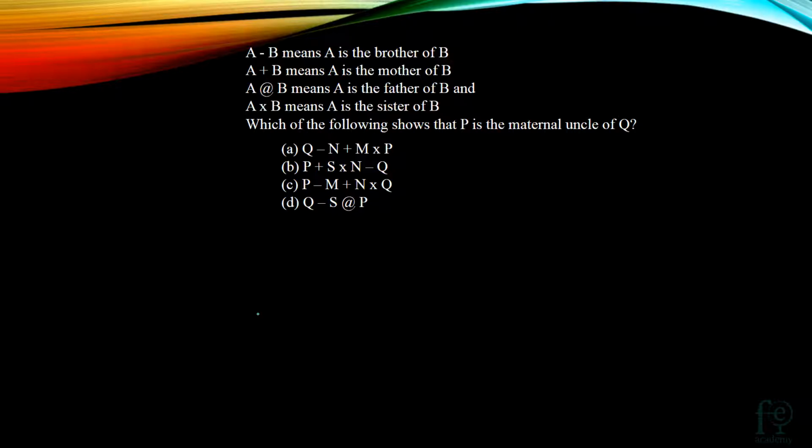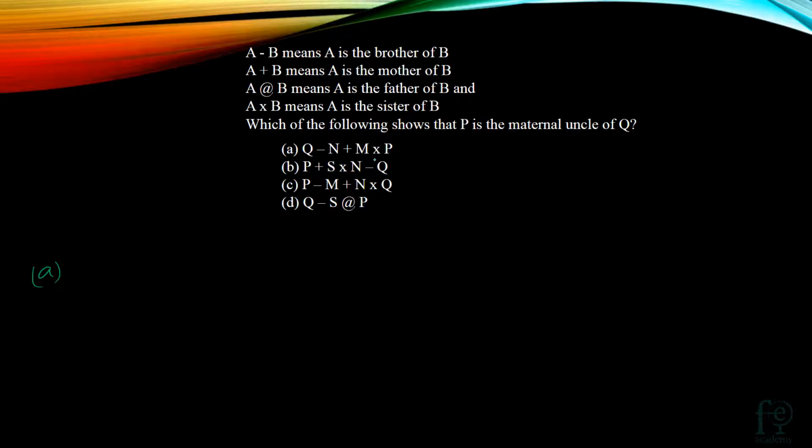Don't try to deduce from the options given. It will take more time. What you have to do is draw pictures representing all these four options. From the pictures you can easily find out which one shows that P is the maternal uncle of Q. So let's start. You have to start from the left.